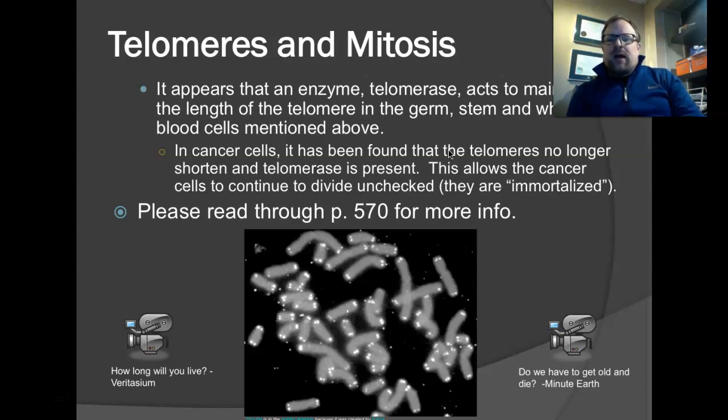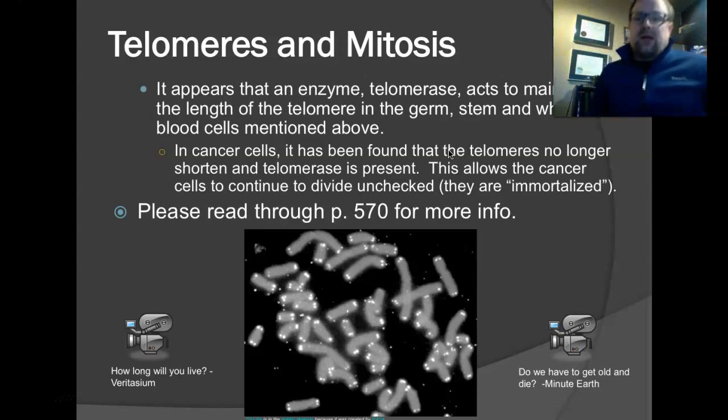So basically, this creates an immortal cell. A cancer cell can divide unchecked. It can continue to divide and divide without ever shortening itself enough that it dies. That's what's scary about cancer: it is a mutated cell that ends up dividing uncontrollably and causing tumors, and those tumors disrupt the organs that those cells are dividing uncontrollably in, and that's what makes us sick.